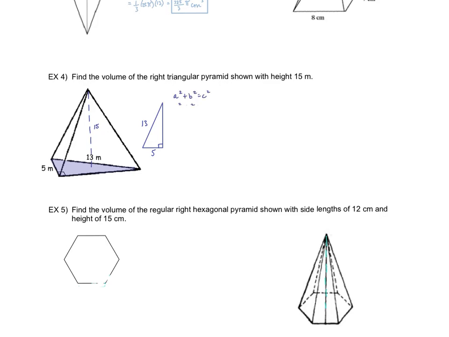So our a squared plus b squared equals c squared. Plugging in 5 and 13 to the correct spots, working it on out, you actually should get a Pythagorean triple number. So that side is going to be 12.